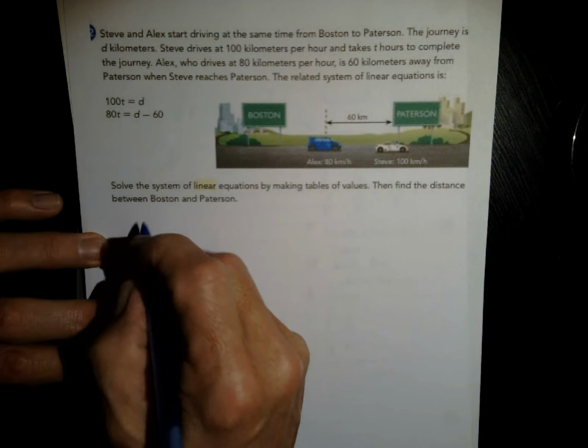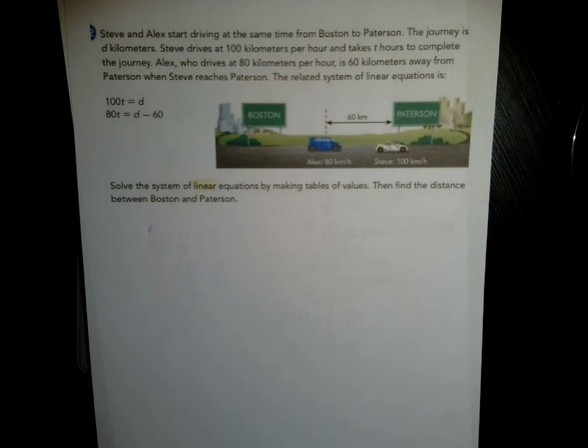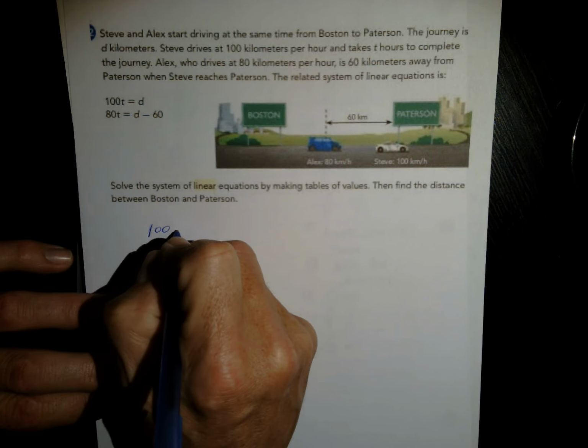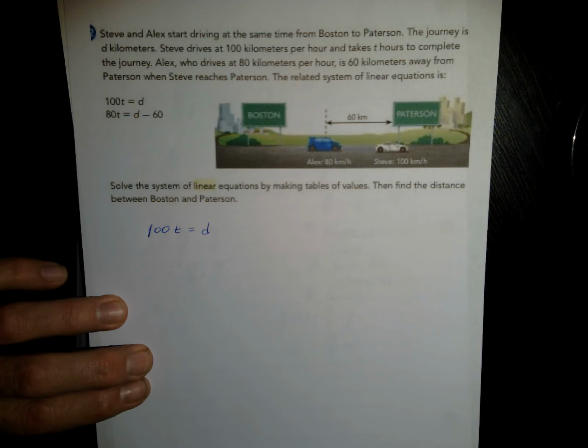So 100 times T hours will describe how far he has driven from a certain location, from Boston.